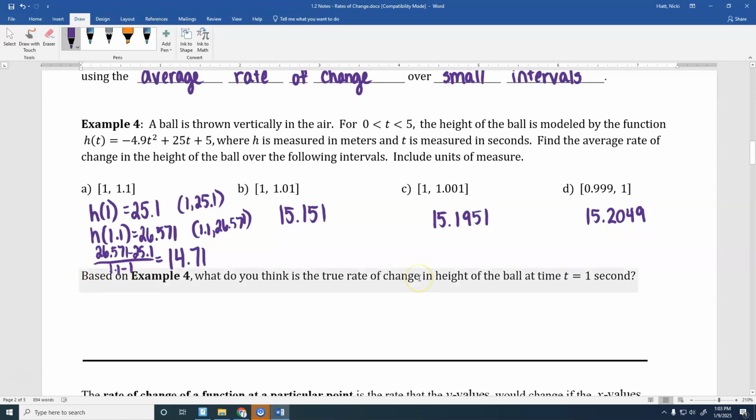So based on this example, what do you think might be the true rate of change in the height of the ball at t equals 1? I'd say it'd be about 15.2. And that would be, I think, well, they didn't really give us units. This is meters per second. Oh, they did, meters per second. So if we use really tiny intervals, we can estimate what exactly that is.